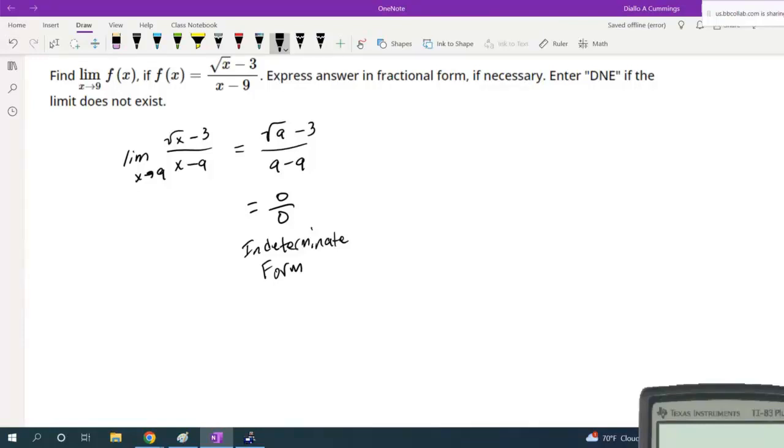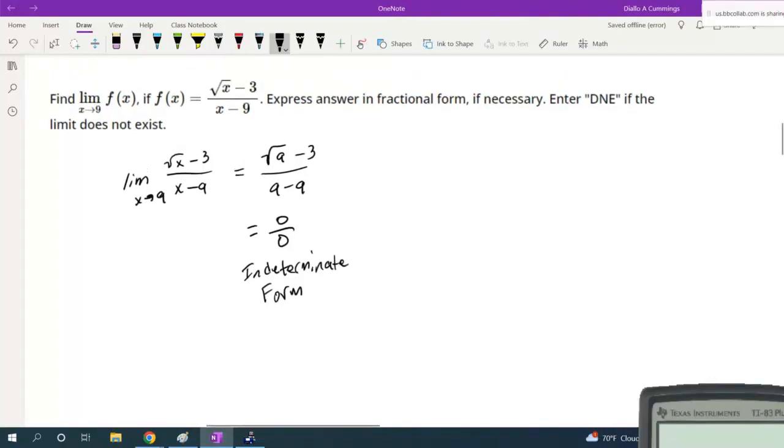So keep in mind our strategies. We tried to substitute. You can factor, cancel, then substitute. You can rationalize the denominator or rationalize the numerator. And then there's something called L'Hopital's rule. There may be some trial and error to this. In this case it may not be so visible, but you can factor the denominator.